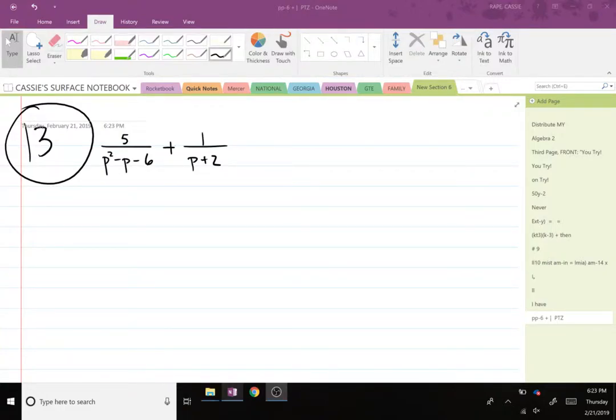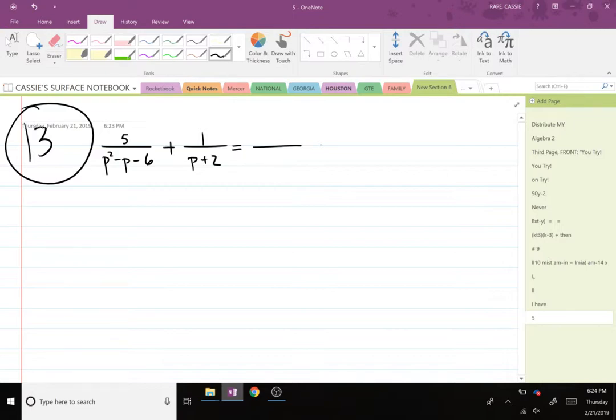This is number 13 on the back of page 3 of your packet. You've got two fractions or rational expressions that are being added. Remember, addition and subtraction requires common denominators. Your strategy is, number 1, you're going to ignore the numerators and factor the denominators. To find common denominators, you have to know what their factors are.